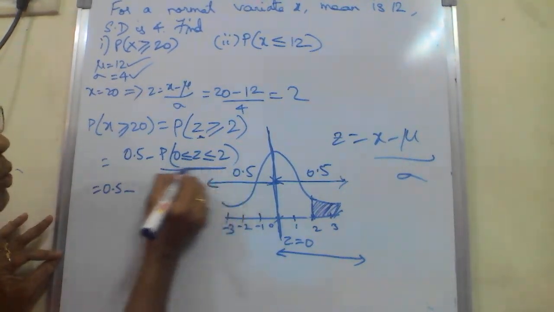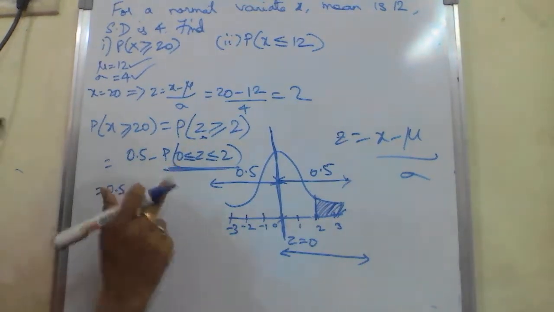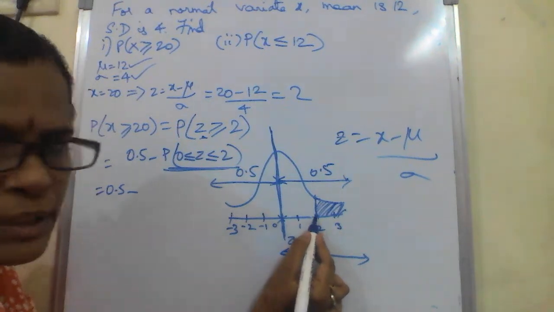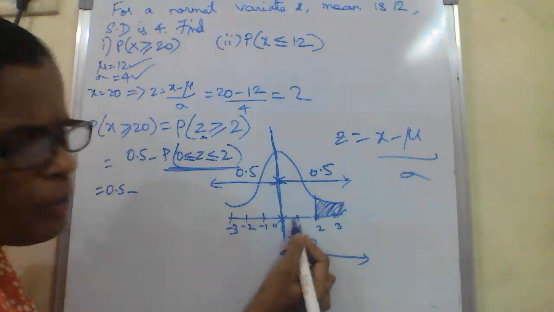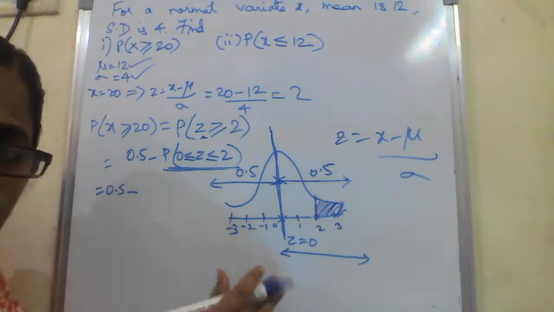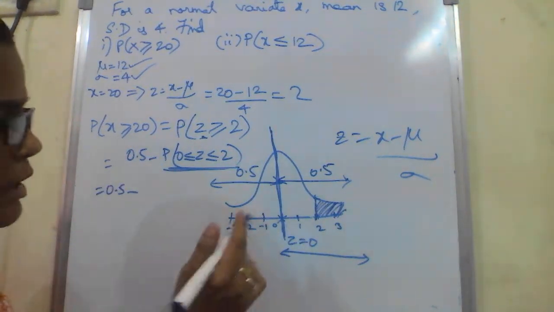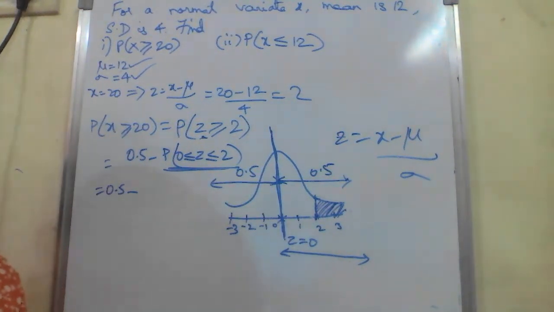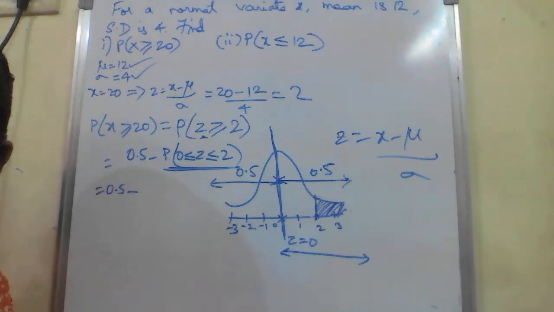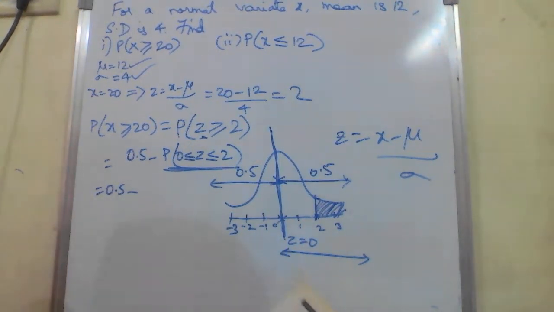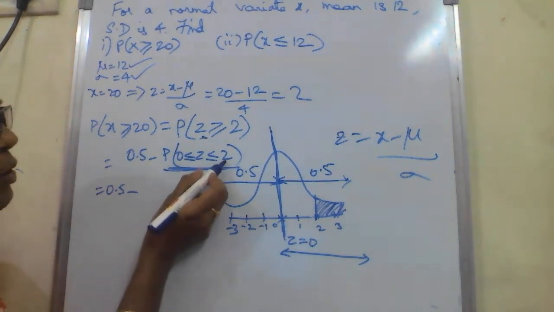I have to use the table for finding this, because I told you in the table you have the values from 0 to any particular point. I can find it from 0 to 1.5, 0 to 1.24 or 0 to 1.1, any value, but it will be from 0 only. So now this particular value I have to find from the table. The value I have to find is from 0 to 2.